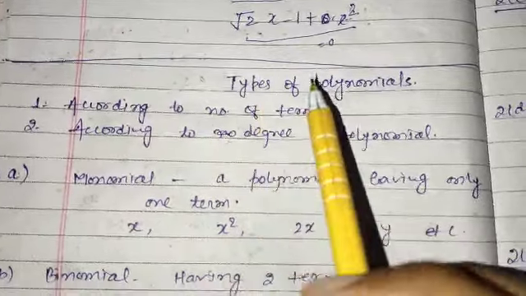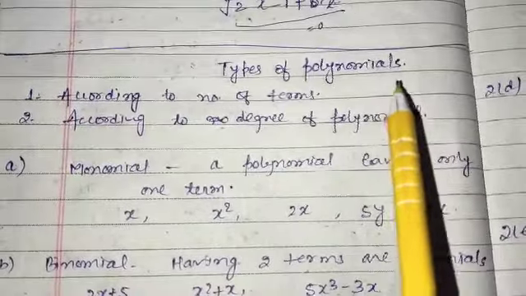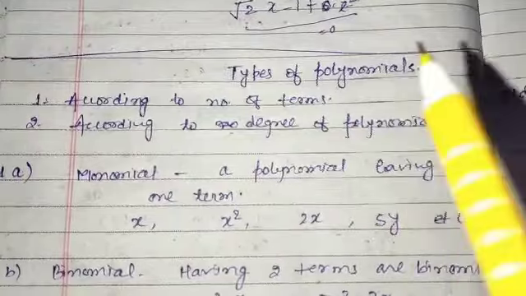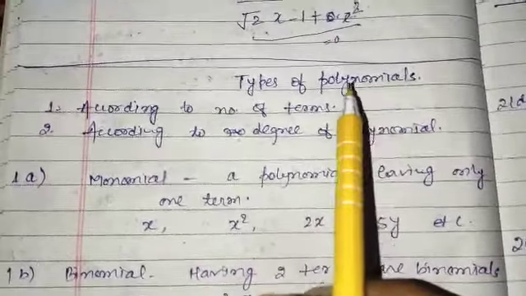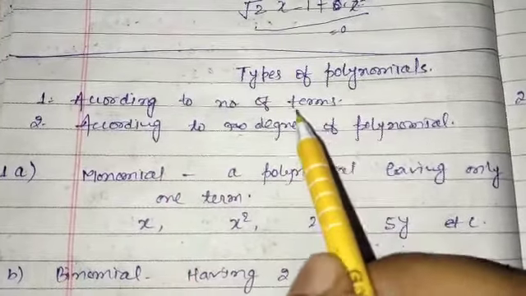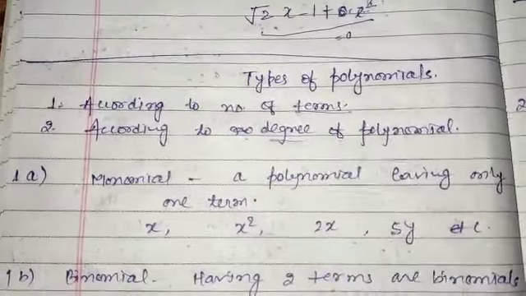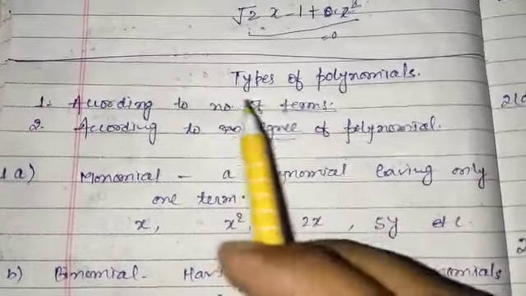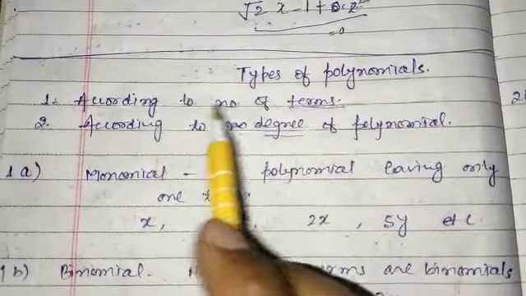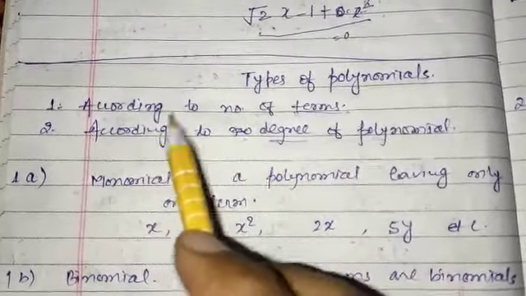Welcome students. Now after the basic definitions and examples of polynomials, we will move towards the types of polynomials, that is, how many types of polynomial exist at our level. So first, since we have studied the terms and the degree of a polynomial just previous to this topic, we will start to categorize polynomials on the basis of the number of terms and on the basis of the degree of the polynomial. So there are two types basically.